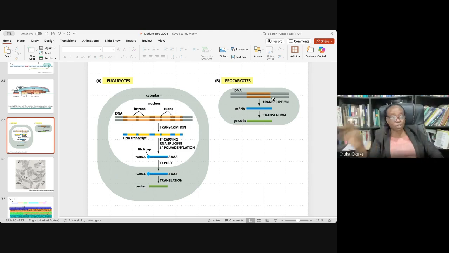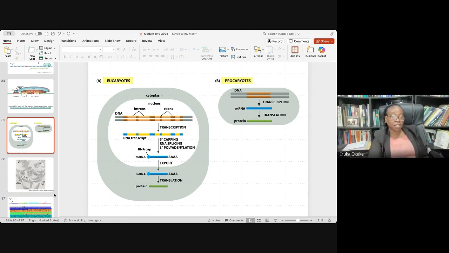Because once transcription starts, a few seconds later, translation can start even though transcription is still happening. Whereas in a eukaryote, you need the mRNA to be completely transcribed, processed, introns removed, capped, tailed, and exported before you can start translation. So you always have a lag in eukaryotes that you will not necessarily see in bacteria.